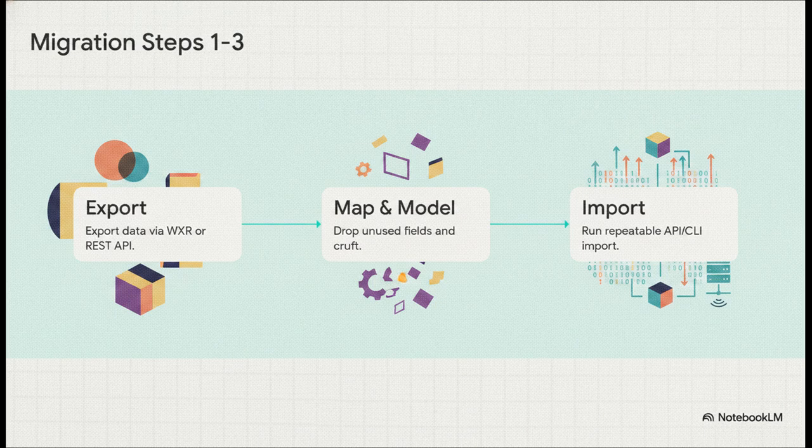Second, and this is absolutely critical, you must rigorously map and model your content. This is your big chance to drop years of accumulated WordPress plugin cruft and unused meta fields. Whatever you do, do not blindly port a bad model. Third, execute a scripted, repeatable import via an API or CLI. Media usually goes first, then body text. Doing this programmatically means you can run dry runs and iterate without manually patching a totally botched data load.